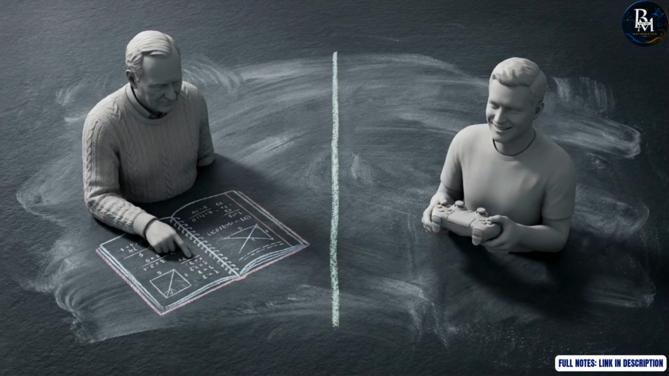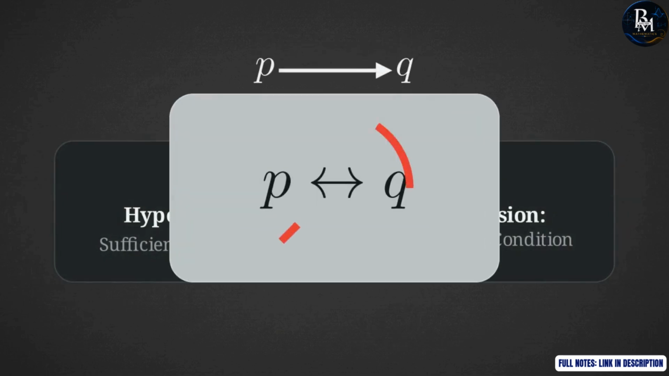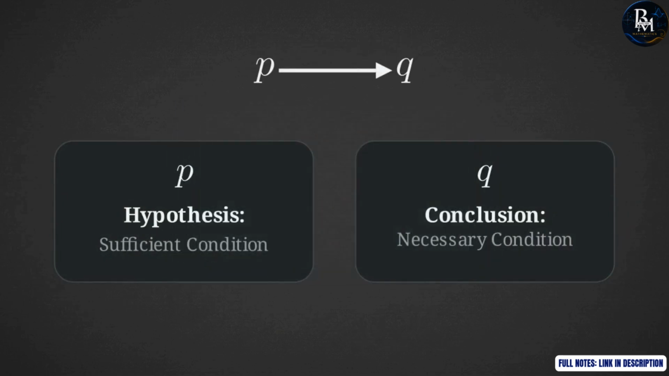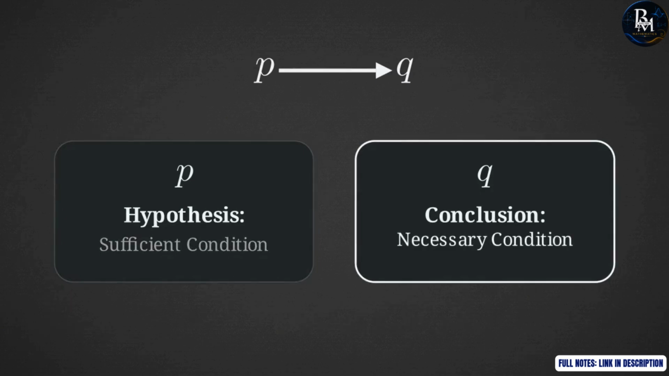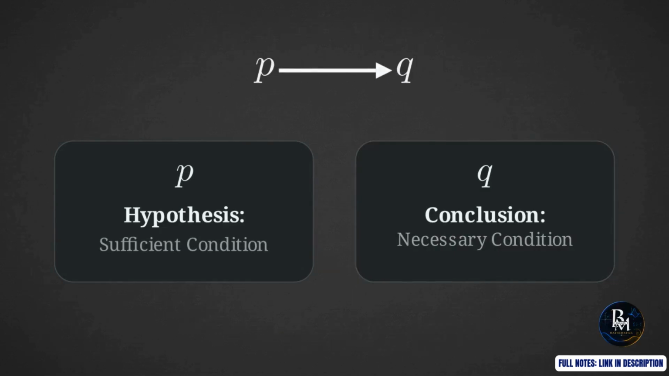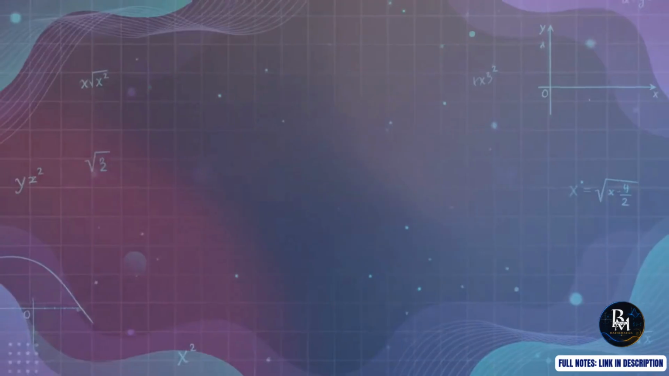Everyday speech often gets this wrong. A parent who says, "If you do your homework, you can watch the game," usually means a two-way biconditional. In scientific logic, you have to resist that slide and keep the directions separate. In any implication, the hypothesis is the sufficient condition, and the conclusion is the necessary condition. They are never interchangeable.